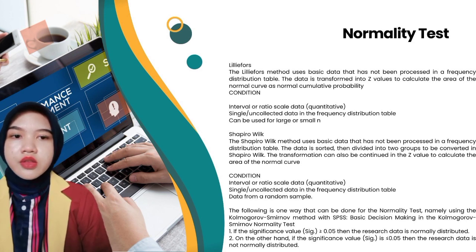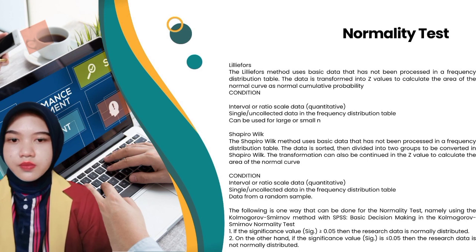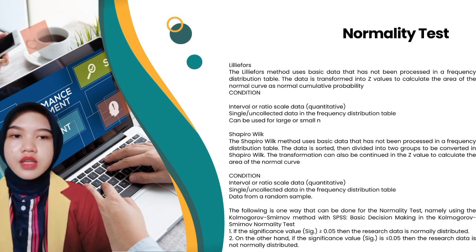Shapiro-Wilk. The Shapiro-Wilk method uses basic data that has not been processed into a frequency distribution table. The data is sorted, then divided into two groups to be converted in Shapiro-Wilk. The transformation can also be calculated in the z-value to calculate the area of the normal curve. Condition: interval or ratio scale data, quantitative. Single or uncollected data, not in a frequency distribution table, from a random sample.